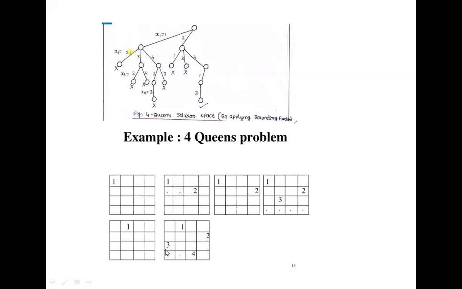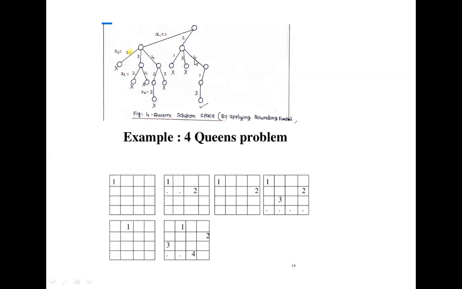Just consider where we have to put queen 4. For example, if I want to put a queen in the first column, here is not possible, here also not possible, and here it is possible, so you can put it there. Then you consider the remaining queens, queen 3 and queen 4. That is not possible, so it violates the bounding function. That's why we cannot draw the next nodes here. In the same way, here also it violated the bounding function.